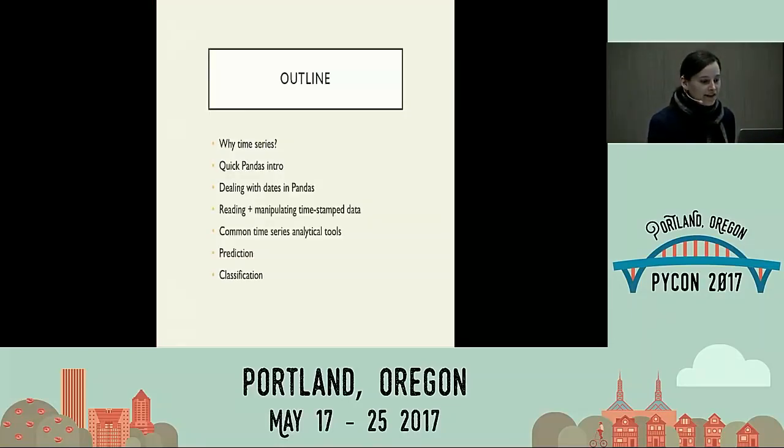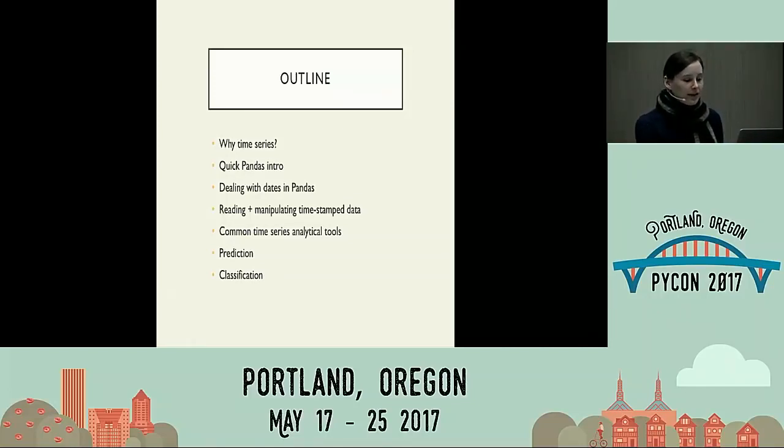So here's an outline of what we're going to talk about today. Why time series? A quick pandas intro. I am not assuming that people here are full-time data analysts, so I'm trying to make this friendly also for people who use Python but maybe don't do data analysis. Then we're going to talk about dealing with dates in pandas, reading and manipulating timestamped data, which, as we know, can be a pain in the butt in all languages. I happen to think Python is really easy and friendly once you get to know it, which is very nice, so I like people to become aware of that.